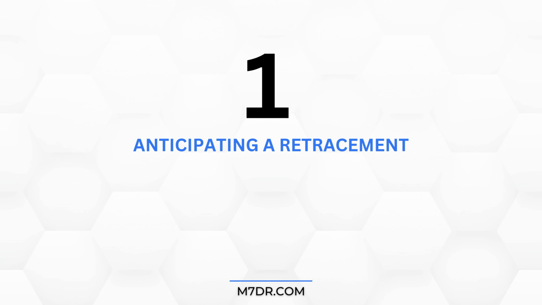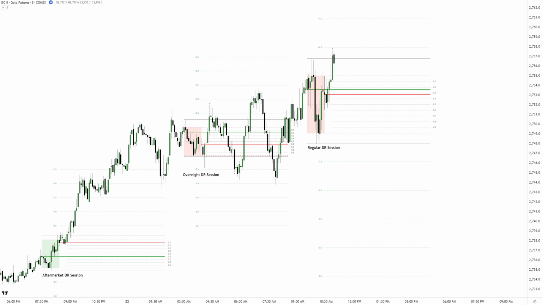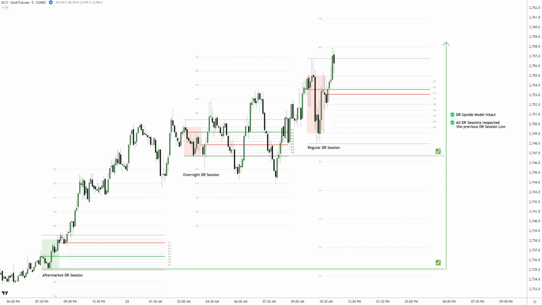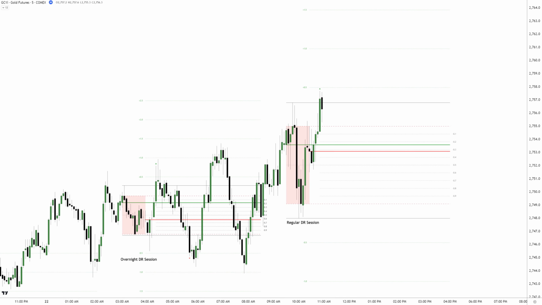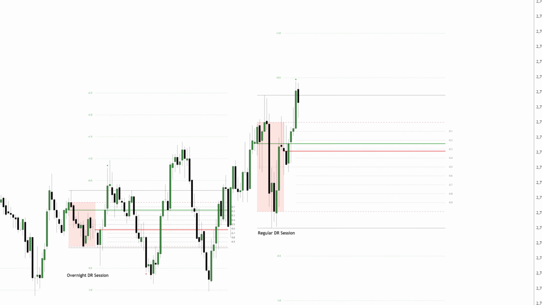Let's look into our first example, anticipating a retracement using the gold futures market. First, let's analyze the market structure across all three DR sessions. Here we see a DR upside model intact, with each session respecting the previous session's lows. With a long confirmation in the RDR, the probability of seeing further upside movement for the rest of the day just increased. What's next? We wait for a retracement back into the defining range to align our setup with the DR upside model and long confirmation.